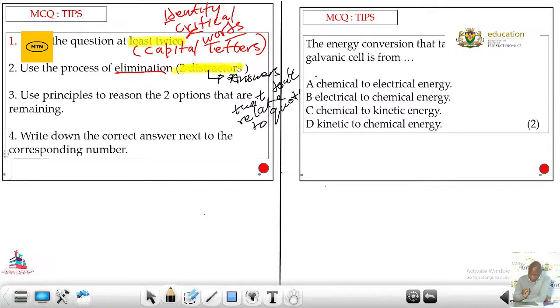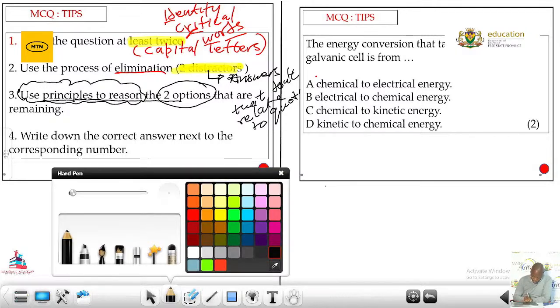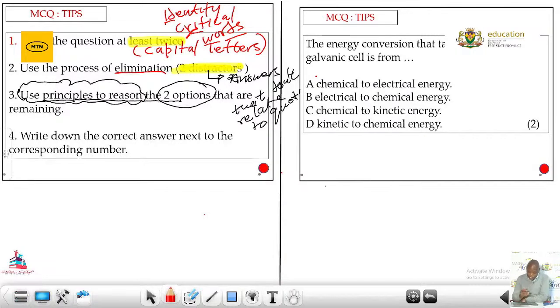Thereafter, once I have eliminated the distractors, I must use principles of physics to reason and choose between the 2 options that are remaining. To write the correct one, this principle of physics, this understanding of the concept, is the one that is going to assist me in choosing the correct answer.